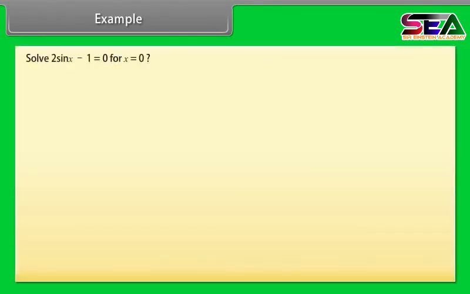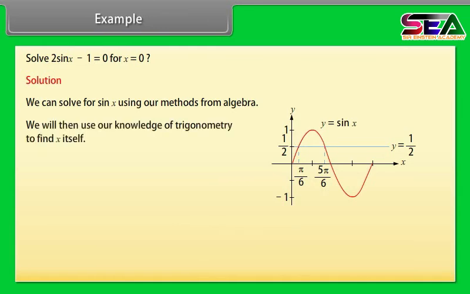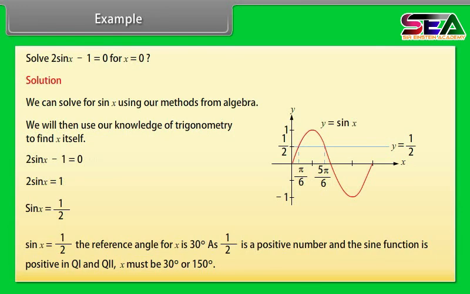Example: solve 2 sin x minus 1 is equal to 0. Solution: we can solve for sin x using our methods from algebra. We will then use our knowledge of trigonometry to find x itself. 2 sin x minus 1 is equal to 0, 2 sin x is equal to 1, sin x is equal to 1/2. The reference angle for x is 30 degrees, as 1/2 is a positive number and the sine function is positive in quadrant 1 and quadrant 2. x must be 30 or 150 degrees.